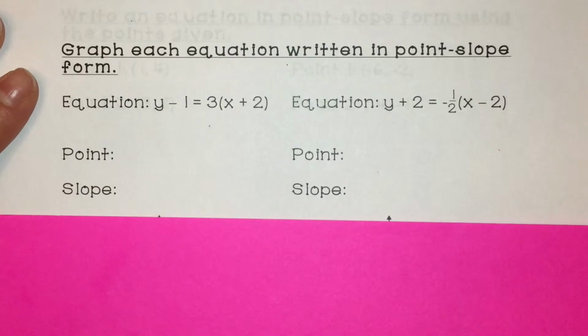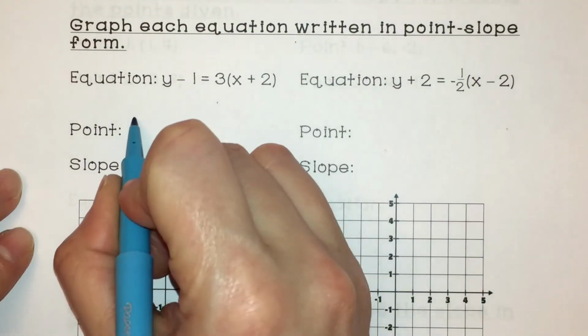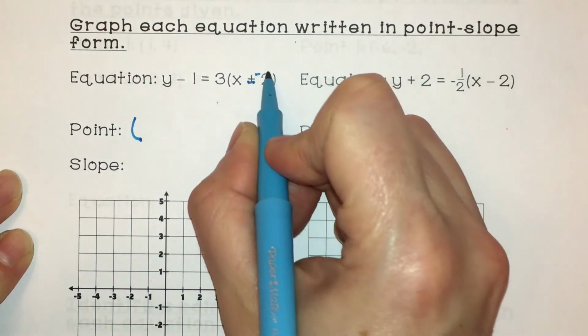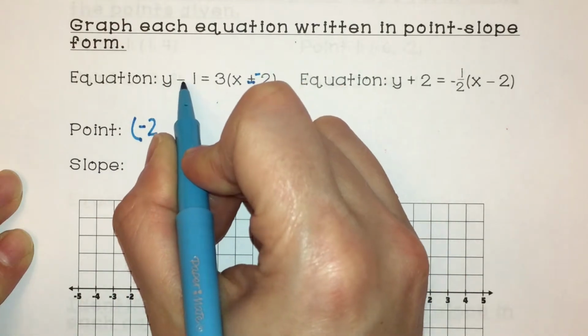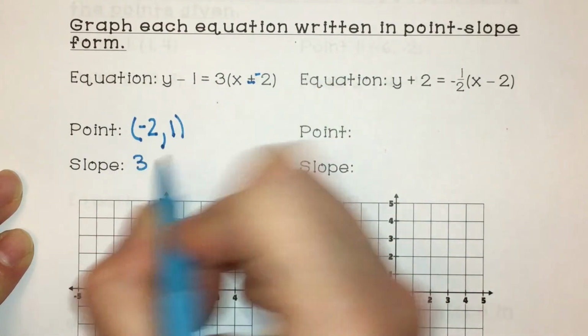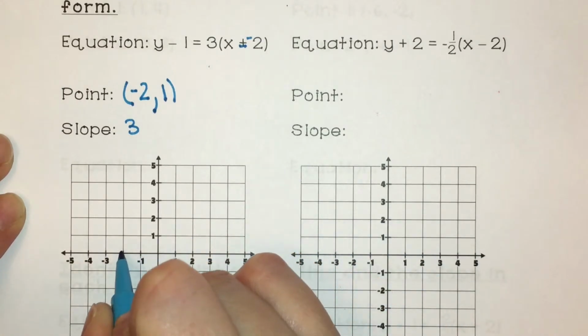And the last thing I'm going to teach you how to do is, you're given your equation. You have to identify the point from the equation and the slope, and then graph it. So in this first one, my x sub 1 value was originally minus negative 2, so my x value is negative 2. My y value, well, it's y minus 1, so 1 is my y value, and my slope is 3. So I'm going to start by graphing that point. The point is x is negative 2, y is 1.